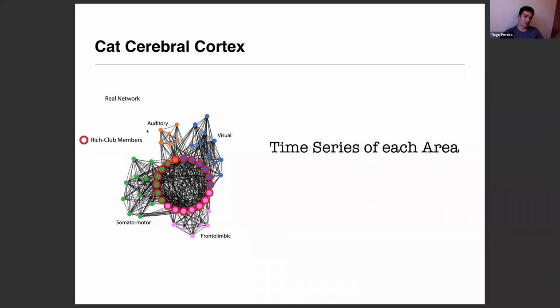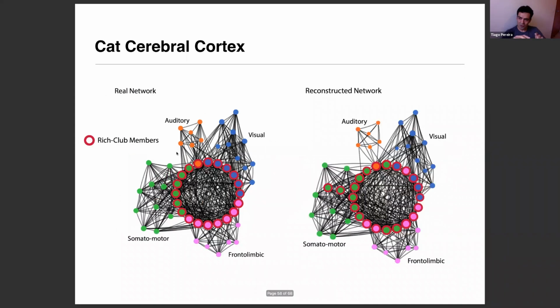So here's the cat cerebral cortex. So here's the real network. I have the time series for each area. I run this procedure by this dynamical representation, splitting chaotic dynamics from noise, and I filter noise from chaos. Once I do it, I reconstruct the network from noise, and this is what I get. So it's quite good.